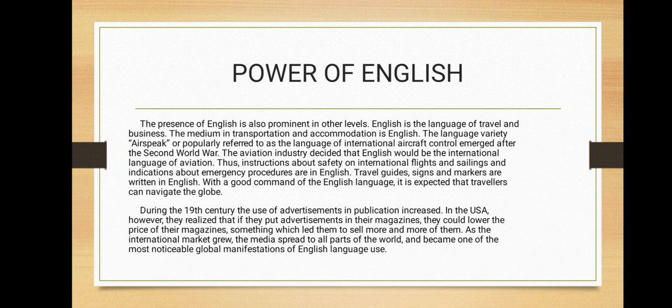During the 19th century, the use of advertisements in publications increased in the USA. Publishers realized that if they put advertisements in the magazines, they could lower the price of the magazines, something which led them to sell more and more of them. As the international market grew, the media spread to all parts of the world and became one of the most noticeable global manifestations of English language use.